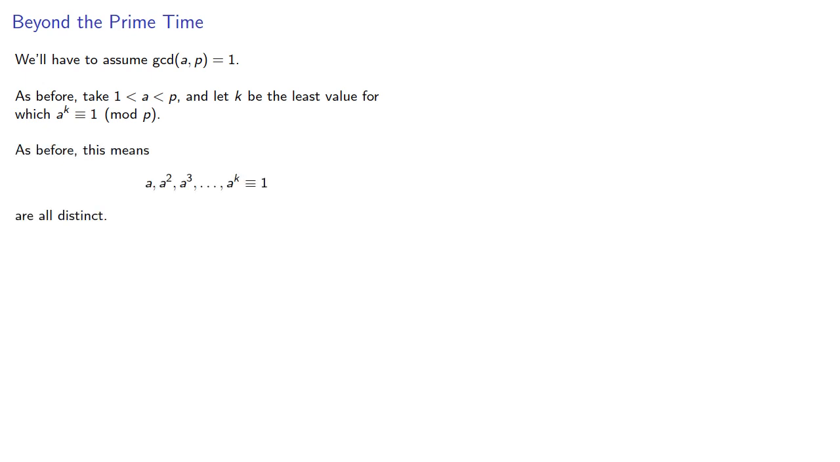So, as before, we'll take a to be something between 1 and p, and let k be the least value for which a to the power k is congruent to 1 mod p. Again, as before, this means that if we take a look at the powers of a, eventually there is some least value congruent to 1, where all the preceding values are distinct. But what values could we get?